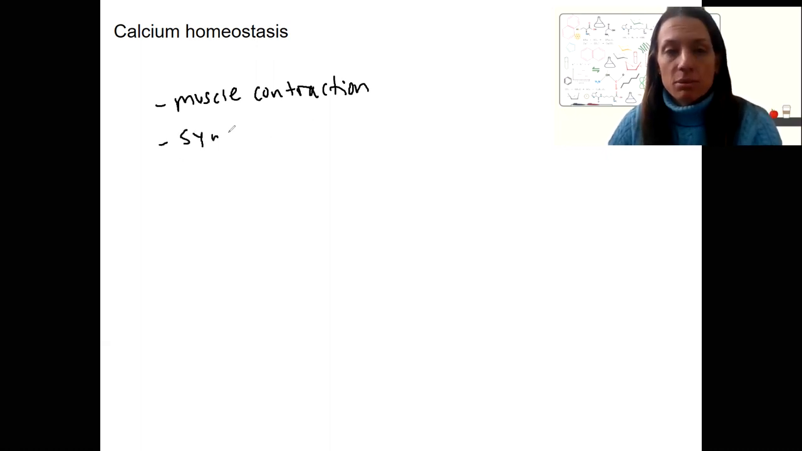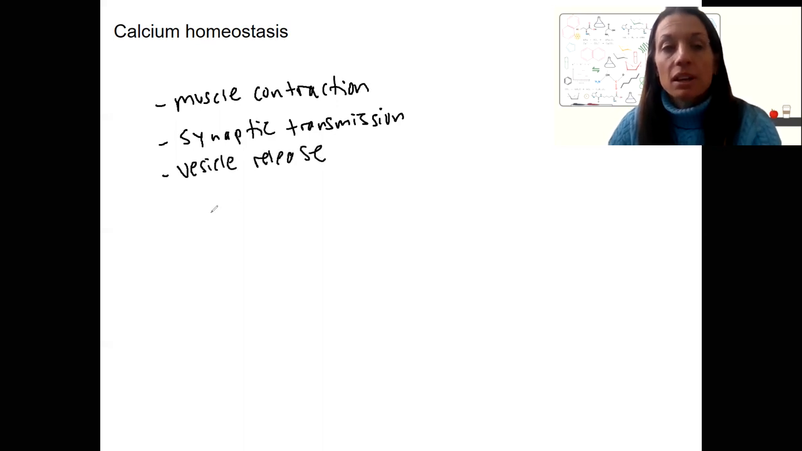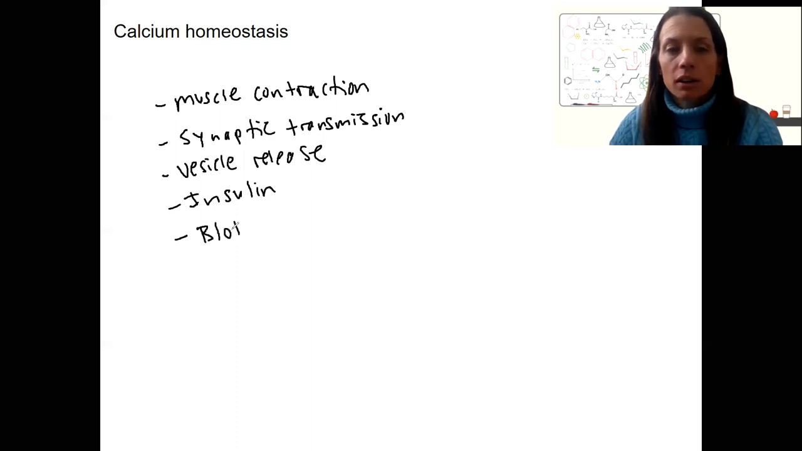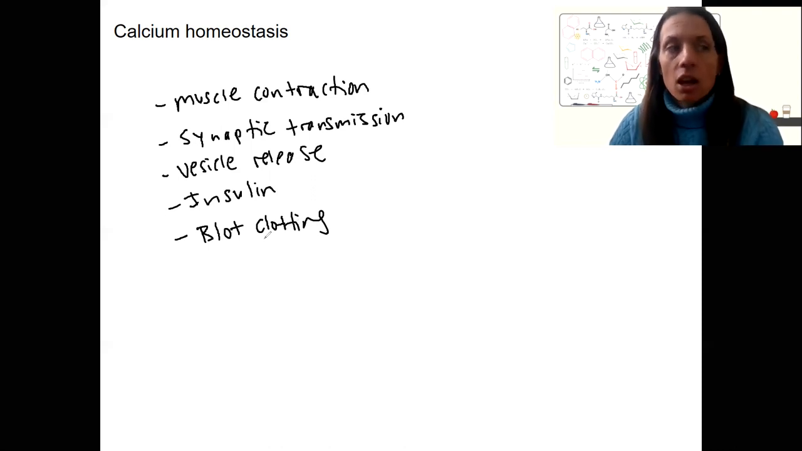We've got synaptic transmission, so release of neurotransmitters. That's pretty darn important. Calcium-dependent vesicle release. On that note, there are other things that are also released, so other vesicles, insulin release, for example. Another one that we will come back to is blood clotting. It uses calcium. So it's super important to maintain calcium within its normal healthy functioning levels.